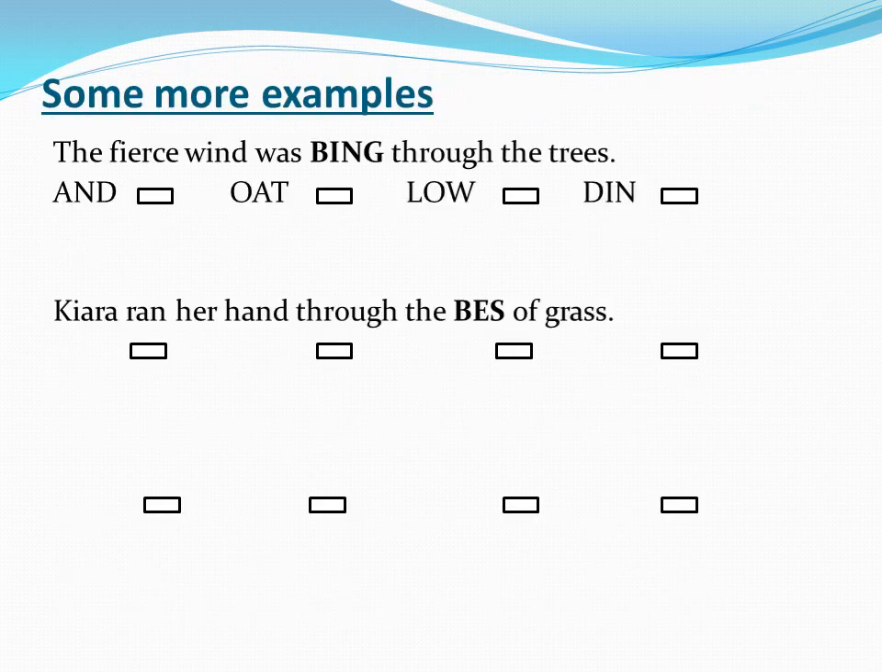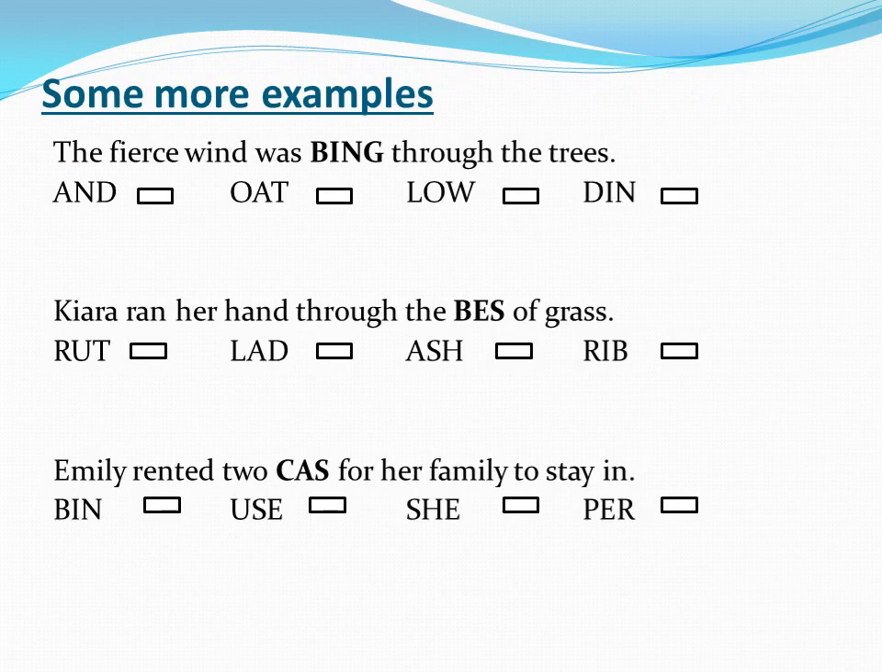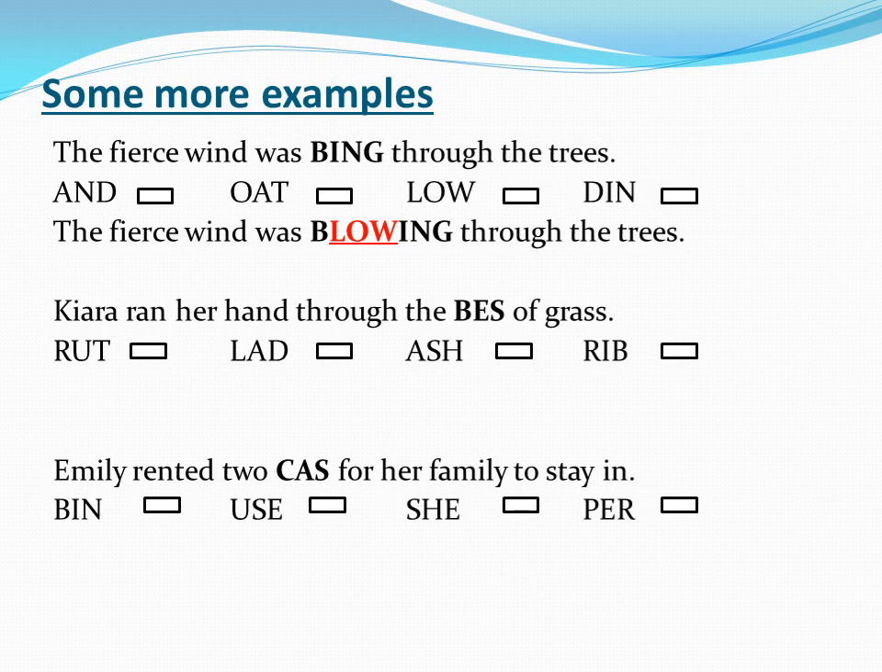Here are some more examples. Pause the video here, spend a couple minutes, and come back to find out the answer. Let's go through the answers together. The first one is the fierce wind was big through the trees. Options are and, oat, low, and then. So the right option is the fierce wind was blowing through the trees.